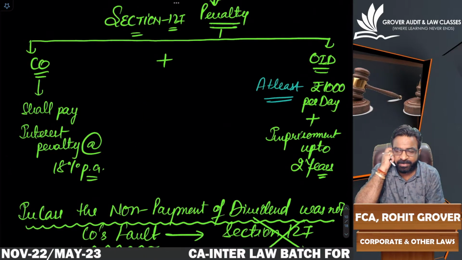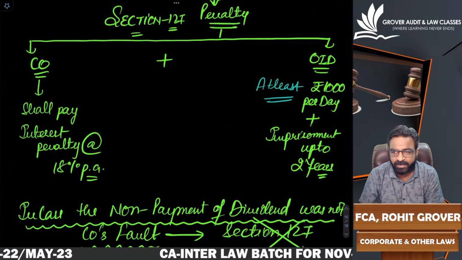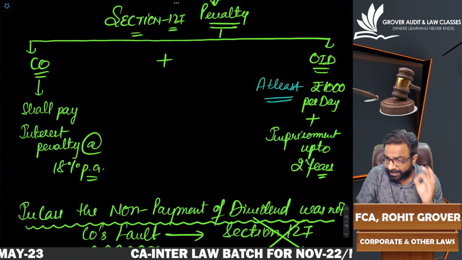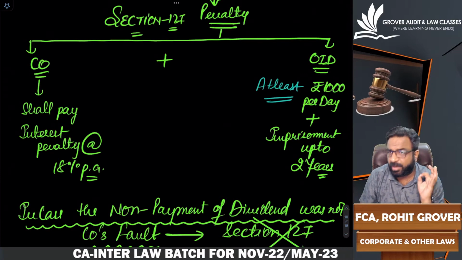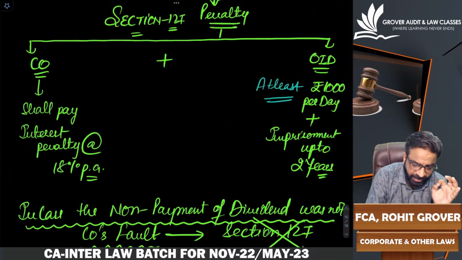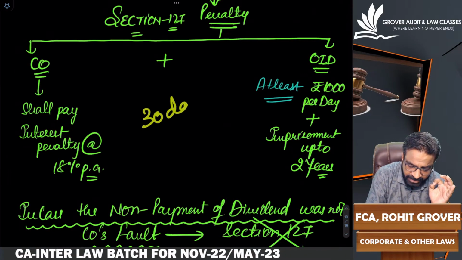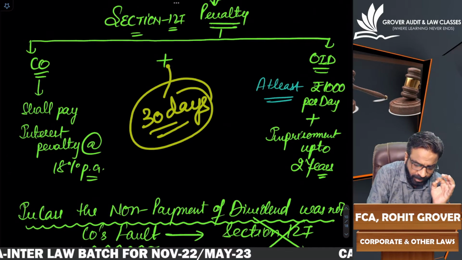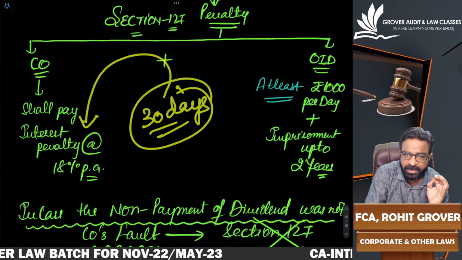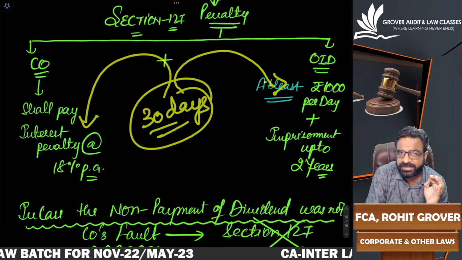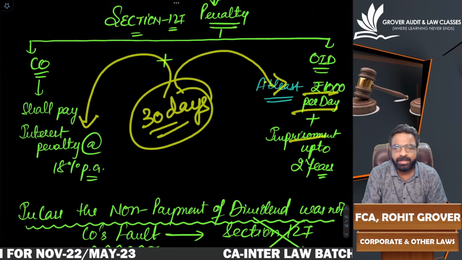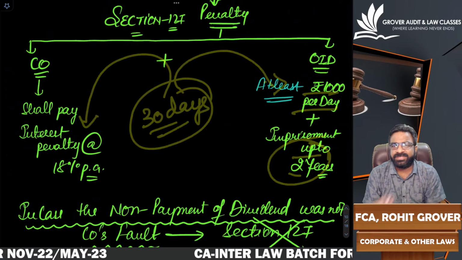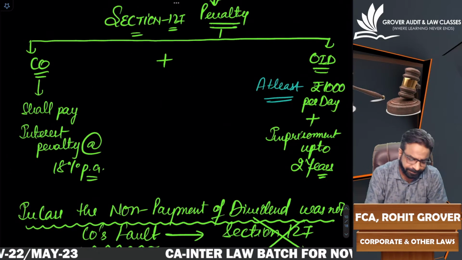127. So everyone please write CC if you all understood section number 127. Section number 127 says that in case the dividend is not paid within how much time? Within 30 days, then the company will be liable to a penalty of 18% per annum, and the officers in default will be liable to a penalty of 1,000 rupees per day and imprisonment up to what? 2 years. Is it crystal clear to all of you?